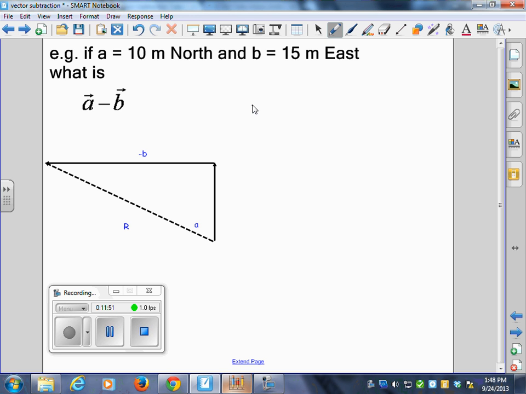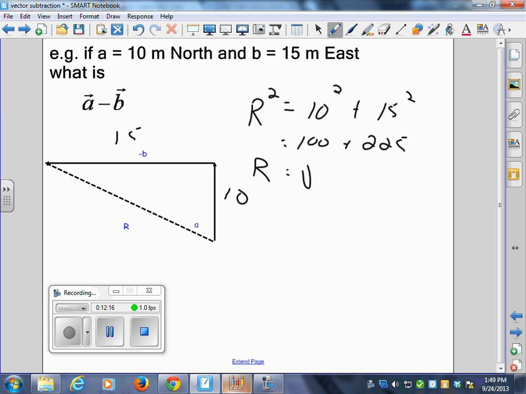I can go r squared is equal to, this one here is 10, that one's 15, so it's going to be 10 squared plus 15 squared. Does it matter which order I put those? Could it be 15 squared plus 10 squared? Yes, of course. 100, 15 squared, 225, and so my r value is the square root of 325, and I regret to inform you that I cannot do that in my head.